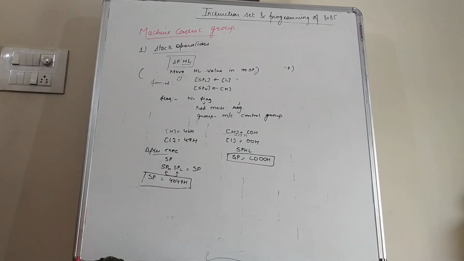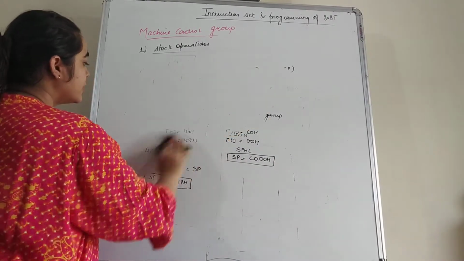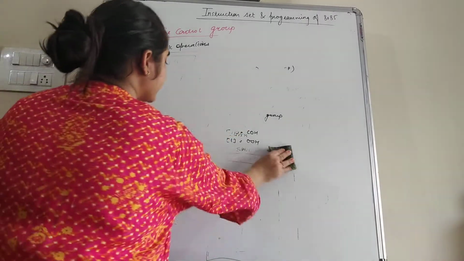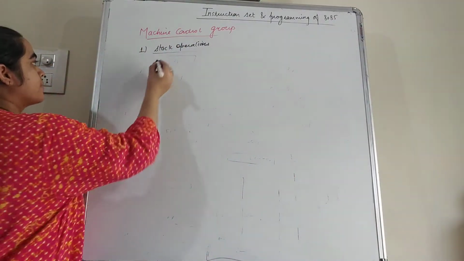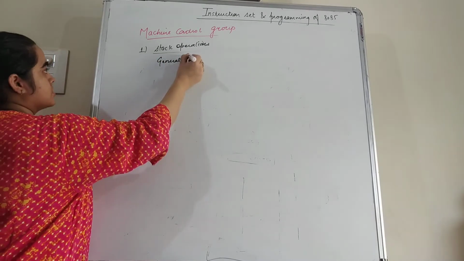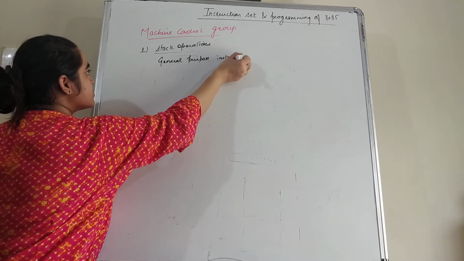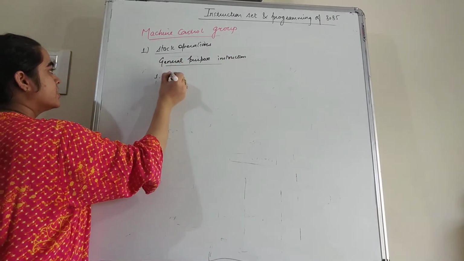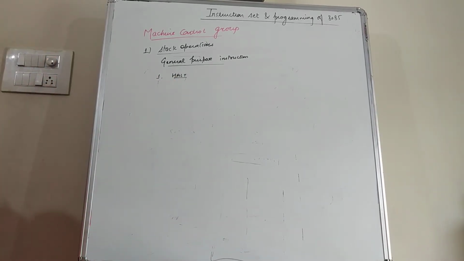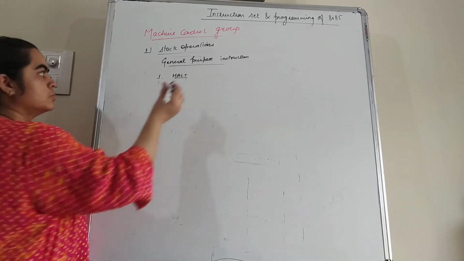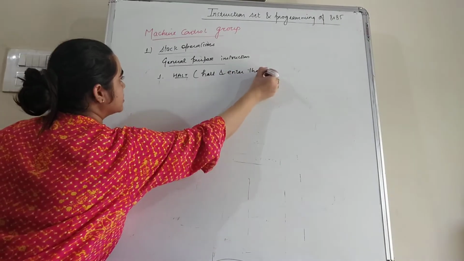Next category under the machine control group is general purpose instructions. Under general purpose instructions we have basically two instructions that we can use in our program. The first instruction under this category is the halt instruction. Halt means to halt and enter the wait state.